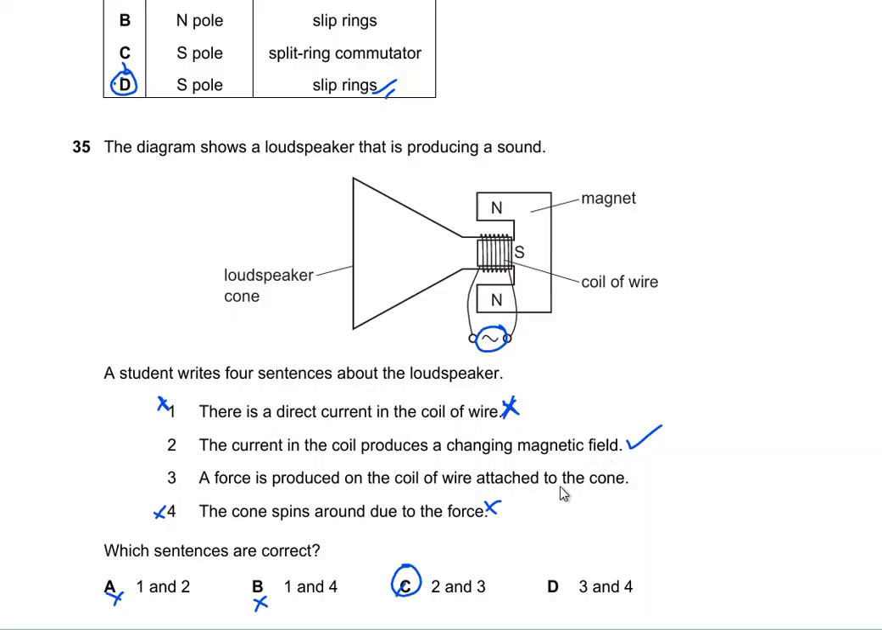A force is produced. Definitely a changing magnetic field causes a force, because this thing becomes a magnet itself. So it changes its pole. So this side becomes north, this side becomes south. Again, when the electrons switch direction, this side becomes south, this side becomes north. So push and pull, push and pull, attraction, repulsion. So a force is produced. It does not spin. The coil does not spin.